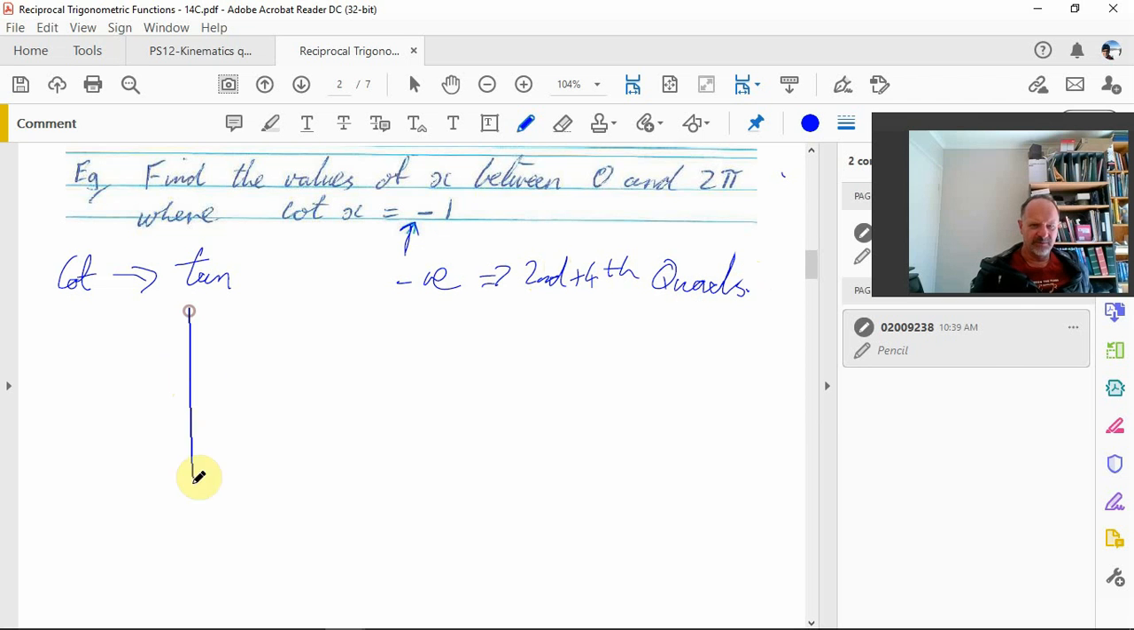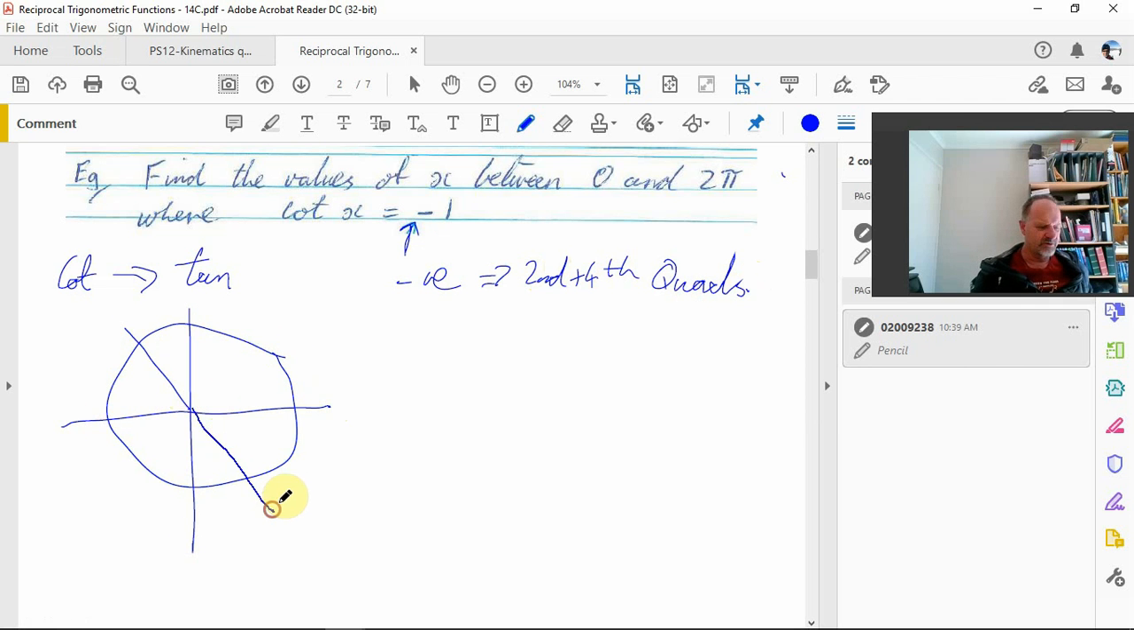All right, so let's have a look over here. Second and fourth quadrants. Okay, so our reference angle is 1 here. So our reference angle is relating to tan of 1, because I've used the minus to find the quadrants, knowing the cot is related to tan. So I want to find the inverse tan of 1, so tan minus 1. All right.